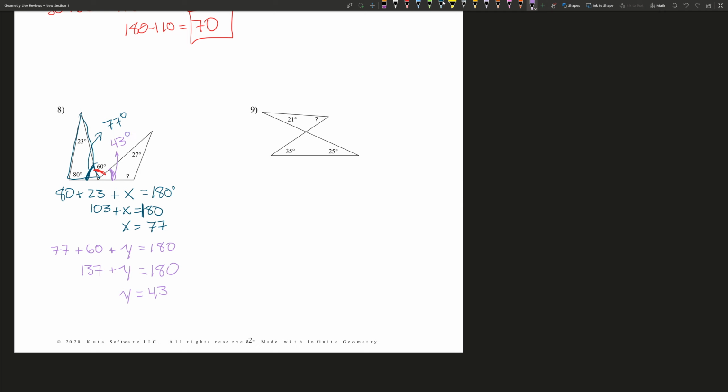And then we can solve this next triangle. So we have 43 and we have 27, and then we have an unknown. And we have to solve for that unknown. I'll do this in red. So 43 plus 27 plus our unknown has to equal 180. So 70 plus our unknown is equal to 180. Subtract 70 from both sides, so our unknown is 110.